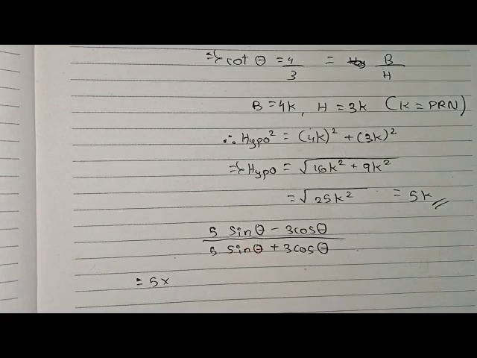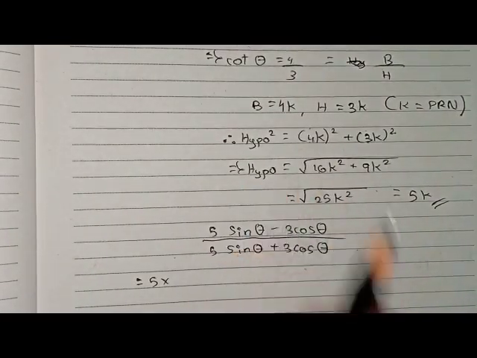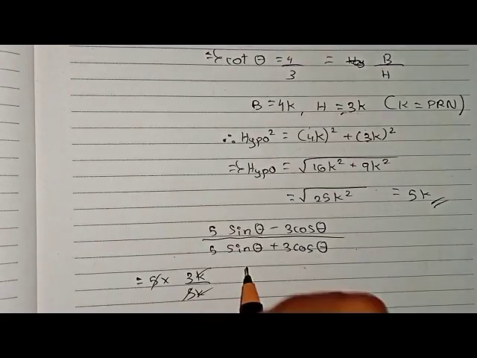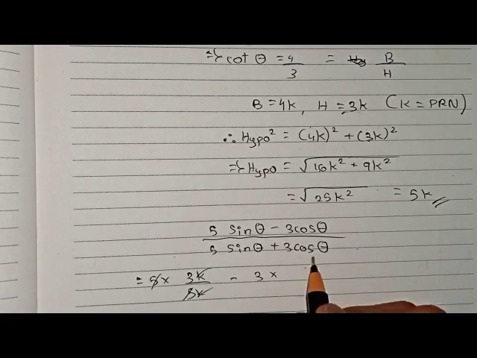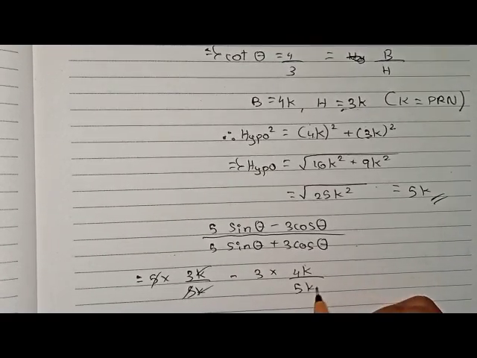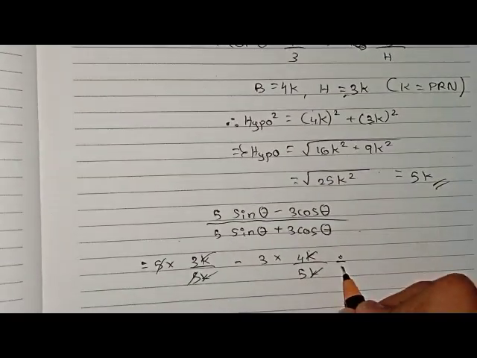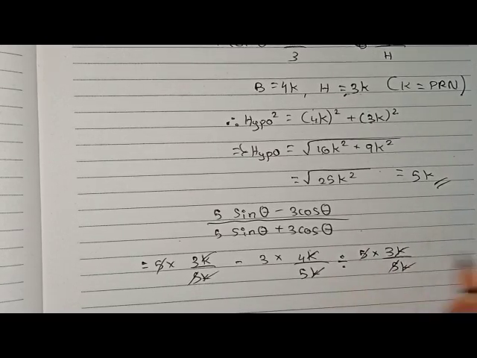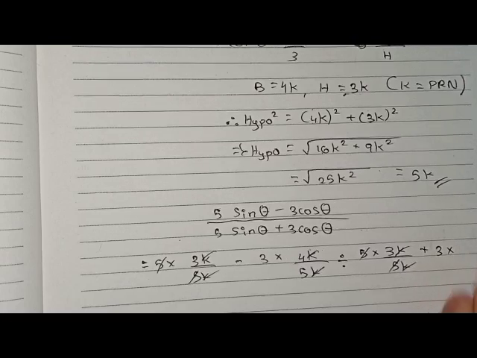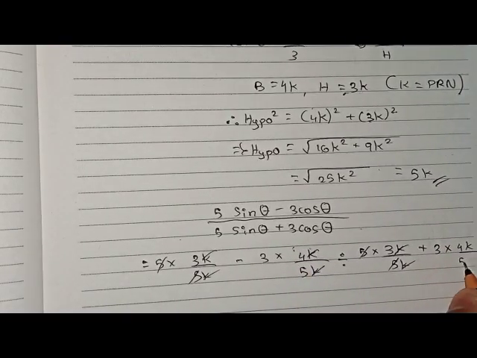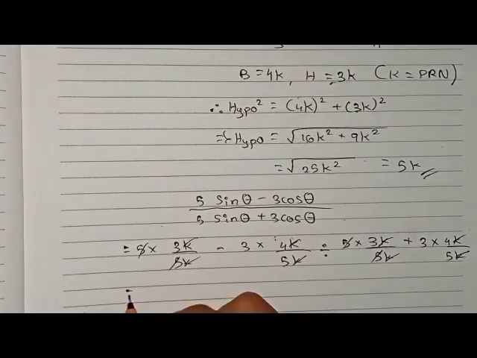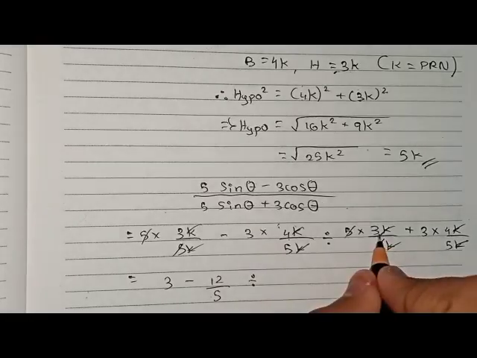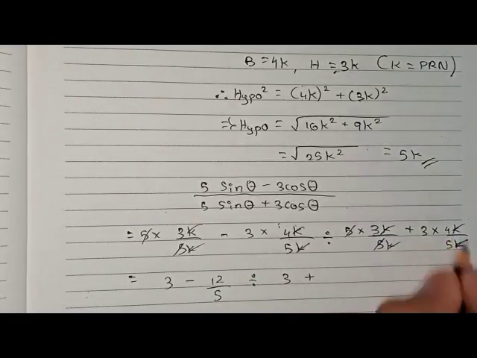So 5 multiplied by sin theta. Sin theta means height by hypotenuse. So height is 3k, hypotenuse is 5k. 3k by 5k, k cancels, 5 cancels, remains only 3, minus 3 into cos theta. Cos theta means base by hypotenuse. Base is 4k, hypotenuse is 5k. k cancels. So divided by, we do here only, 5 multiplied by sin theta is equal to 3k by 5k, k cancels, 5 cancels, plus 3 cos theta, 3 multiplied by this value 4k by 5k, cancels. So here only remains 3 minus 3 fours are 12, 12 by 5, divided by 3 plus 3 into 4, 12 by 5.